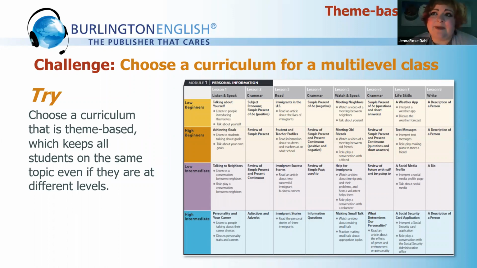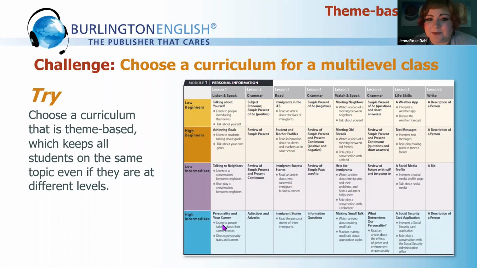So even if you're maybe teaching different grammar topics to your different levels, you're all on the same theme. This is a screenshot from our module 1 of Burlington English, which is personal information. So it has the same theme, even though the low beginners are going to be talking about themselves and the high beginners are going to be working on goal setting and achieving.